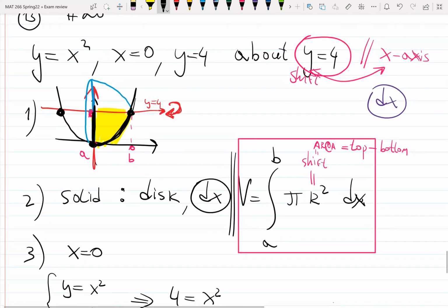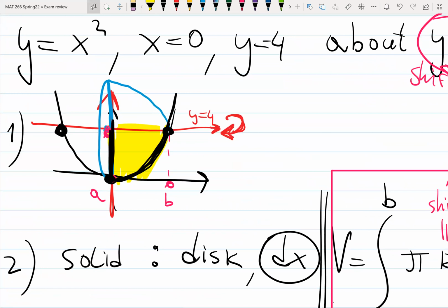Well, let's see what my r is. Find the axis of rotation. This is the axis of rotation, and shoot to the edge, like so, of this yellow area I'm working with, right? This is the area. How to find this area in yellow?